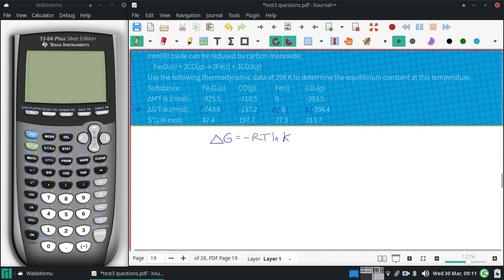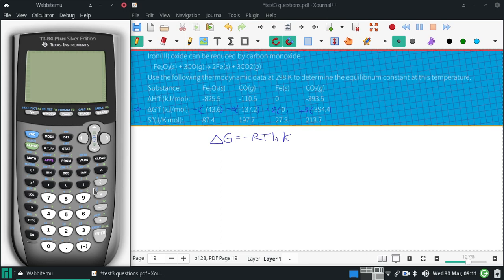So I just need to drop my coefficients down here. We're going to subtract our reactants from our products. So let's get our ΔG. So positive 743.6 plus 3 times positive 137.2. I let those negatives cancel each other. I won't do anything with that next one because 2 times 0 is 0. But I'm going to add 3 times negative 394.4.